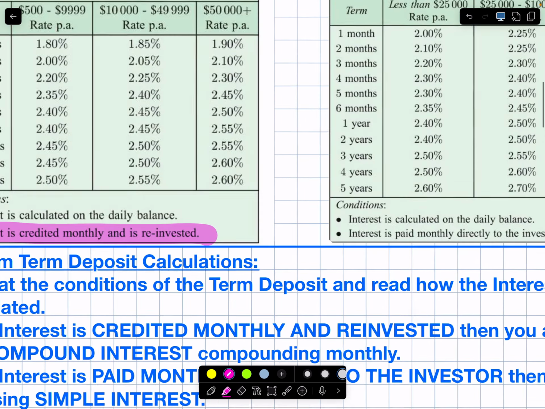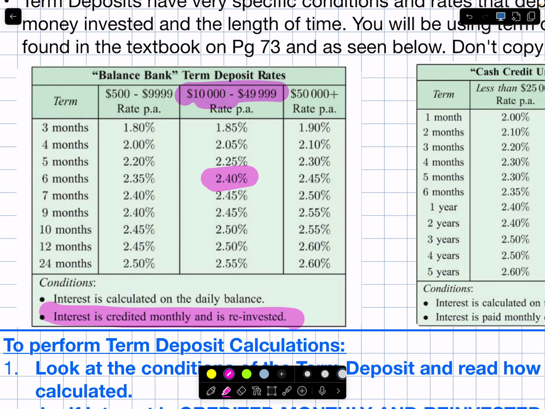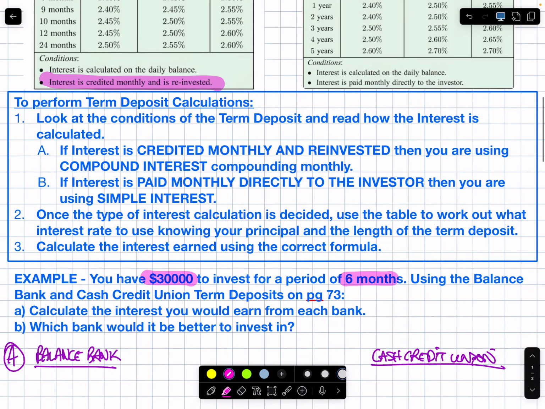So 30 grand. Which of the columns is 30 grand going to sit in? It's going to sit in the left one, 500 to 9999. And it's in the middle one. So we're looking here. Now I need to look down. How long was it for? 6 months. See how the rate changes? So you use the grid to work out. They're going to give you a higher rate if you're leaving your money alone in the bank for a long time. So the rate that I'm using for my compound interest is 2.4%.